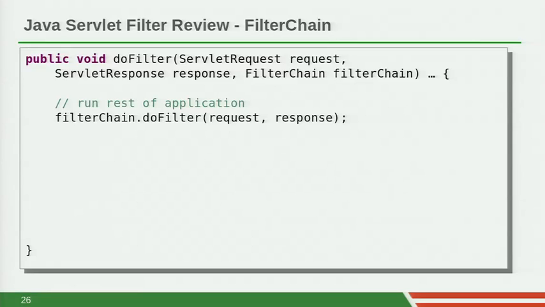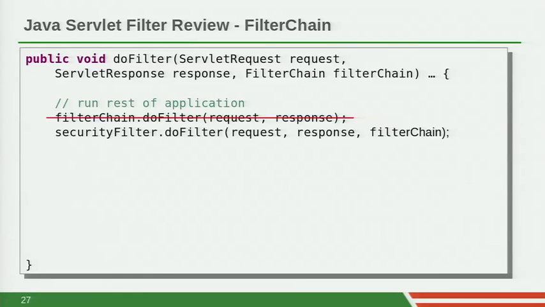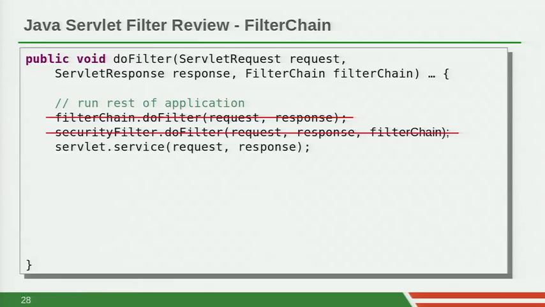Because if there's another filter in your web.xml, all it's really doing is invoking securityFilter.doFilter, if it were a security filter. And so you can think of it as an indirect way of invoking the rest of your application. It's just an abstraction over it. And in fact, if there were no other filters and it was just a servlet, it would be servlet.service. Exact same thing. So whenever you see FilterChain, think of it as running the rest of your application.